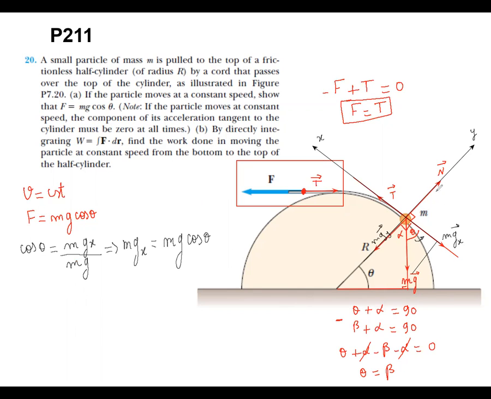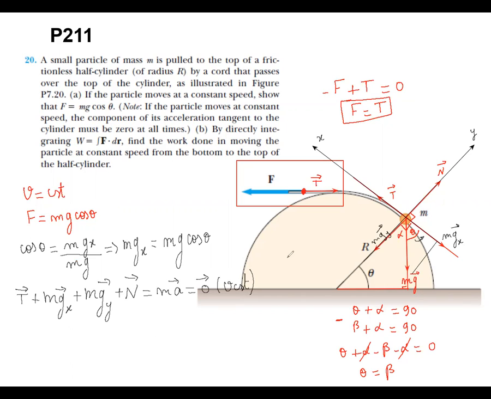Now we apply Newton's law. We have x and y, and in general all the forces applied: T plus mgx plus mgy plus N. We don't have friction. This equals 0. Why? Because the speed v is constant.